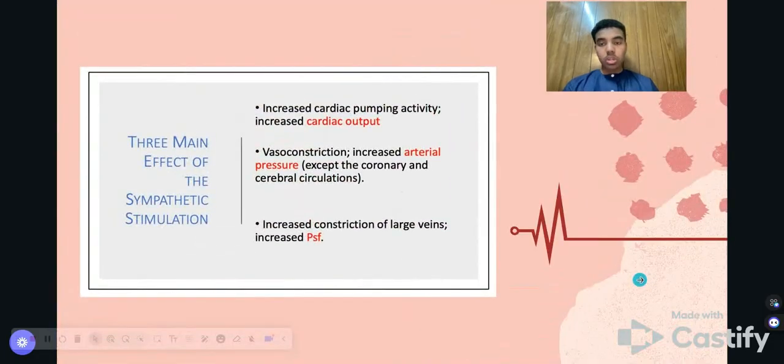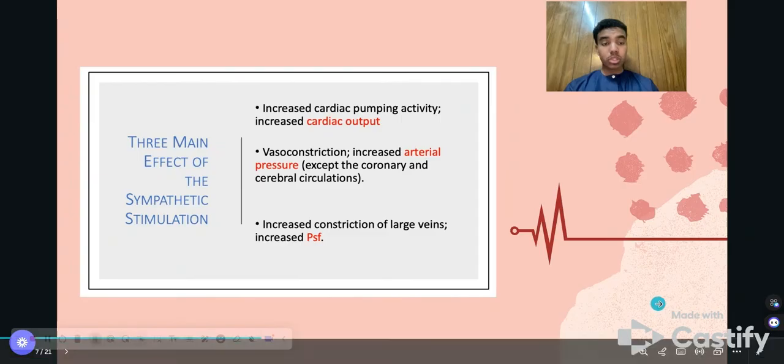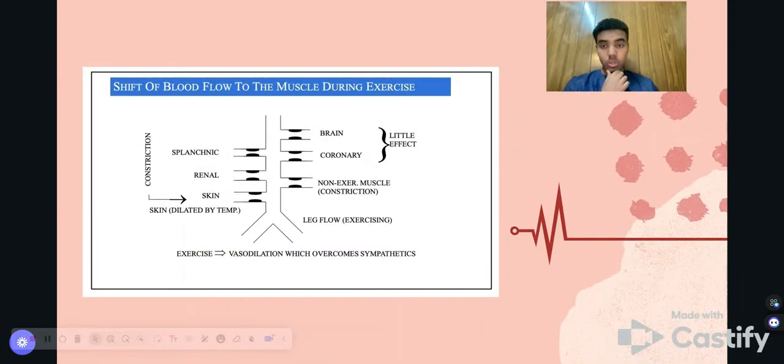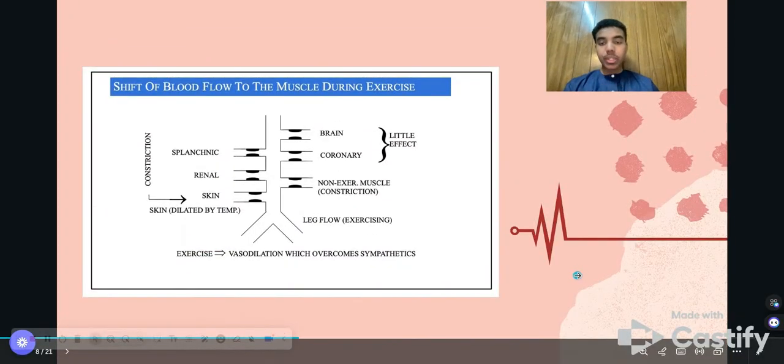Three main effects of the sympathetic stimulation: it increases cardiac output, and it vasoconstricts, which basically increases arterial pressure. It also constricts the large veins, which increases mean systemic filling pressure, which also increases the venous return, which causes more cardiac output.